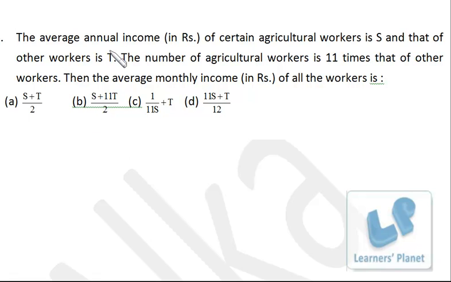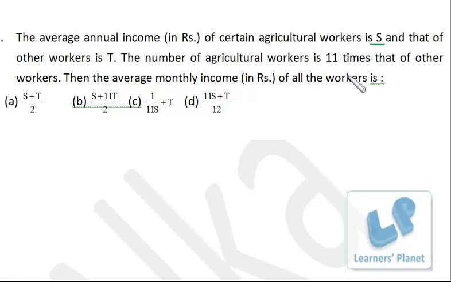Now, the average annual income of certain agricultural workers is S, and that of other workers is T. The number of agricultural workers is 11 times that of other workers. What is the average annual income of all the workers? So there are two ways. Either you can assume the values of S and T and proceed, or the other way is I just explain both the methods. The average is S.